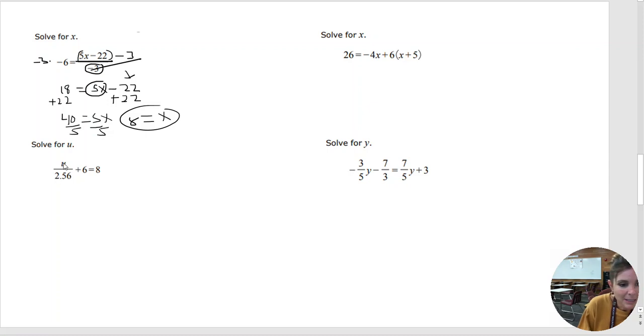The next one, you have u divided by 2.56 plus 6 equals 8. So since this is our variable term, before we do anything with that, we want to get rid of the plus 6. Okay, so to get rid of the plus 6, we are going to do a minus 6.